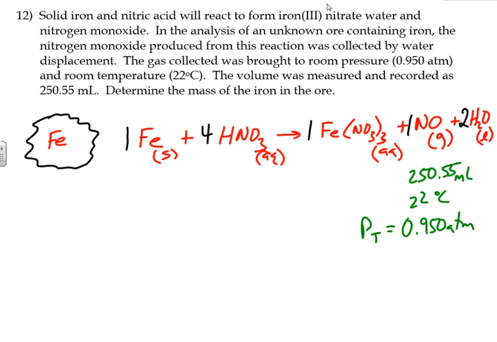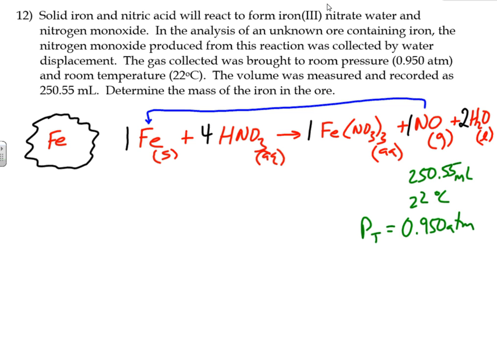So we need to get then, according to the question, we want to go from this information about the nitrogen monoxide to figure out how much iron was produced. So there seems to be a 1-to-1 mole ratio there. So if I can get the number of moles of nitrogen monoxide, then I can get to moles of iron, and then grams of iron.